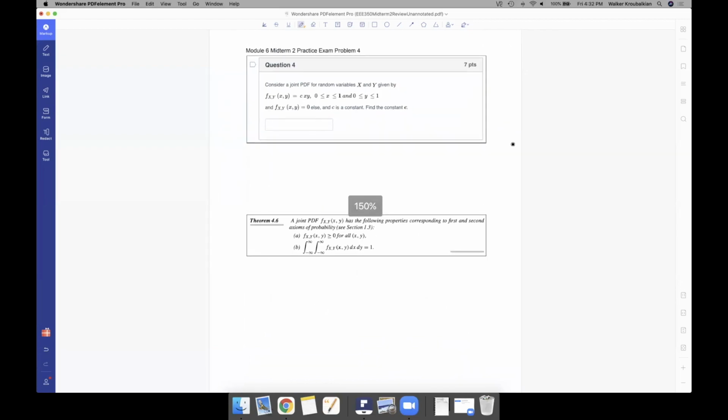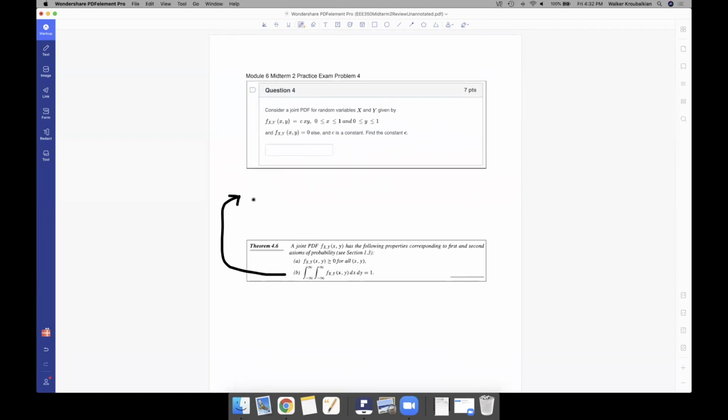Problem 4. Consider a joint PDF for random variables x and y given by little f of x comma y equals cxy for 0 less than or equal to x less than or equal to 1 and 0 less than or equal to y less than or equal to 1. And little f is 0 outside of that range. Find the constant c. So this is pretty similar to the first problem, right? We just evaluate the double integral. And the bounds are really easy this time. It's just going to go from 0 to 1 for both random variables. So the order of integration doesn't really matter. Of cxy, dx, dy.